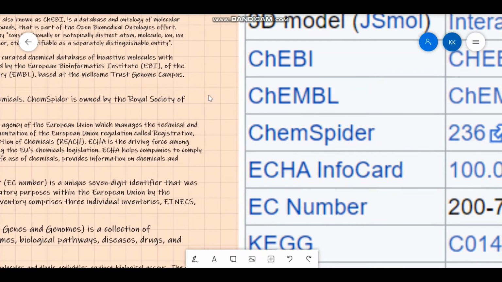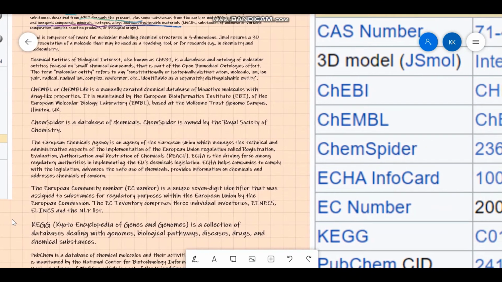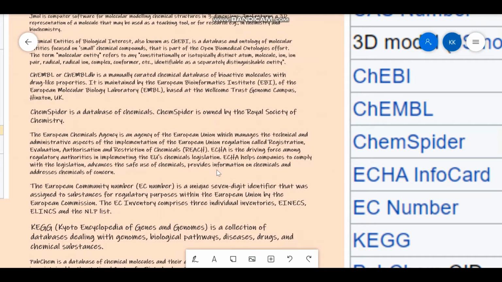Next we have the ECHA InfoCard. The European Chemicals Agency is an agency of the European Union which manages the technical and administrative aspects of the implementation of the European Union regulation called Registration, Evaluation, Authorisation and Restriction of Chemicals, which is abbreviated as REACH. ECHA is the driving force among regulatory authorities in implementing the chemical legislation. ECHA helps companies to comply with the legislation, advances the safe use of chemicals, provides information on chemicals, and addresses chemicals of concern.